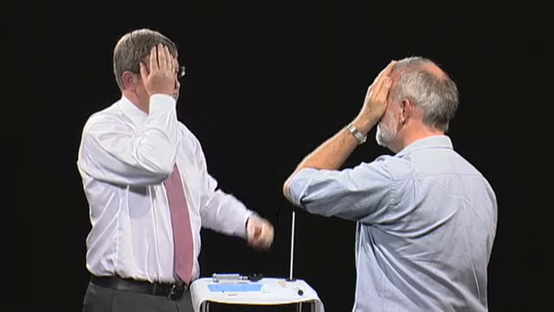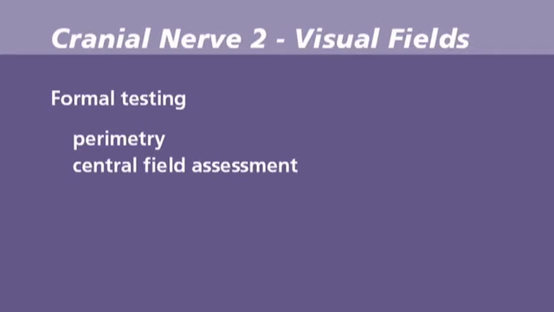If an abnormality is detected, a formal visual assessment by perimetry or central field assessment could be organised.